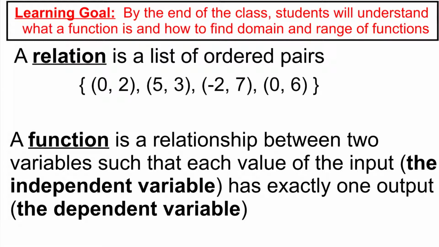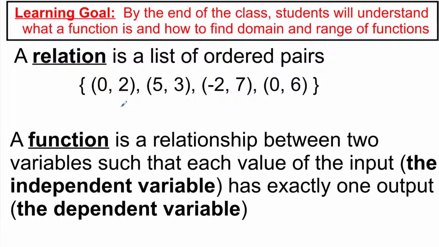Okay, so this first definition is called a relation, and a relation is a list of ordered pairs. And ordered pairs are really just inputs and their outputs, right? So this list, 0, 2, is saying there was some equation or some function that I plugged in a 0 and I got back a 2. I plugged in a 5, I got back a 3, and then we went through this list and we made a list of ordered pairs. Whenever we make a list of ordered pairs, we call that a relation.